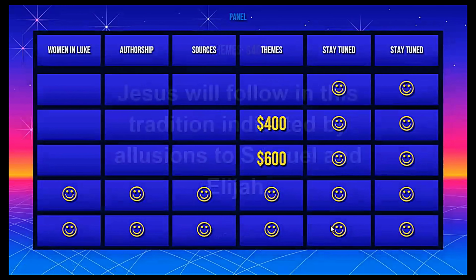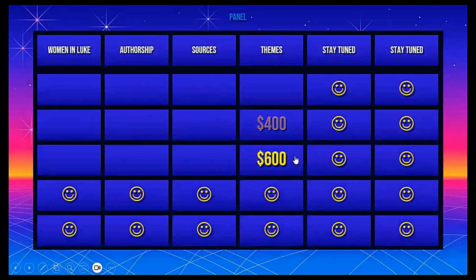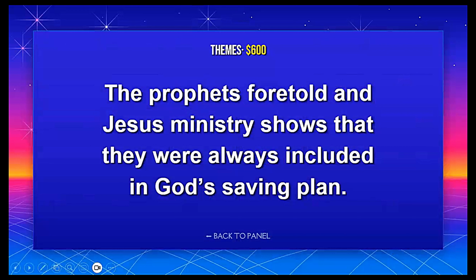Let's go to themes for 400. Jesus will follow in this tradition indicated by allusions to Samuel and Elijah, and that is the prophetic tradition. Jesus is very much a prophetic Messiah in the third gospel, the gospel according to Luke, a prophetic Messiah. And lastly, themes for 600: the prophets foretold and Jesus' ministry shows that they were always included in God's saving plan, and that is the Gentiles.